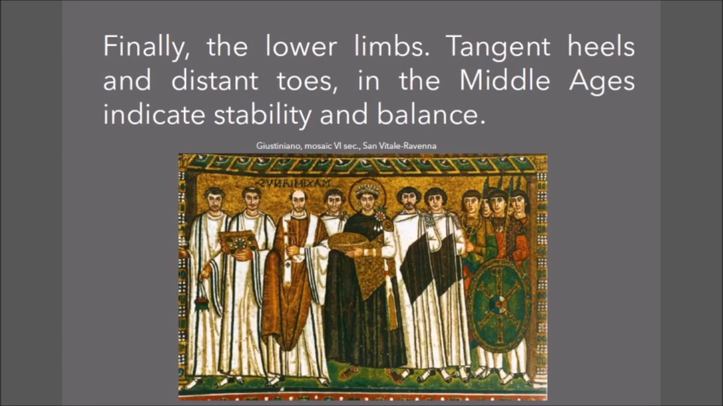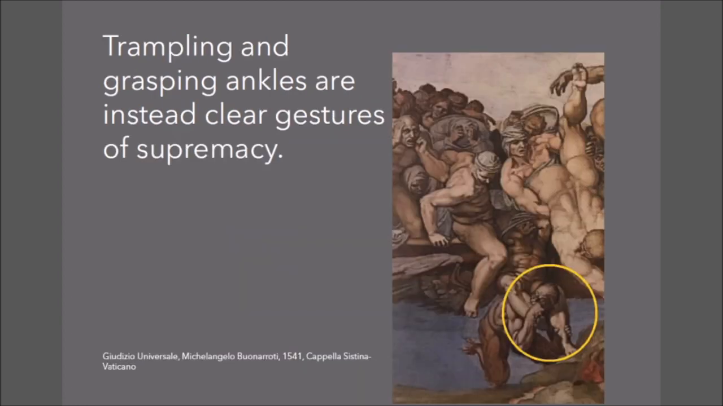Finally, the lower limbs. Tangent heels and distant toes in the Middle Ages indicate stability and balance. Trampling and grasping ankles are instead clear gestures of supremacy.